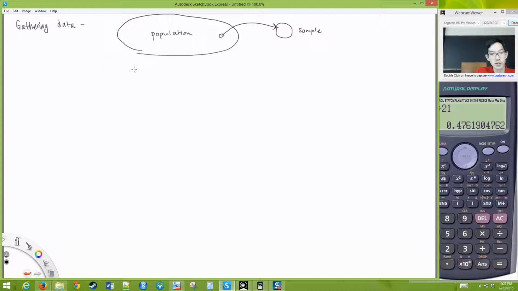This is how we select our data. So there's a few ways. First off, we're going to talk about just anecdotes. Anecdotes, these are not real data.